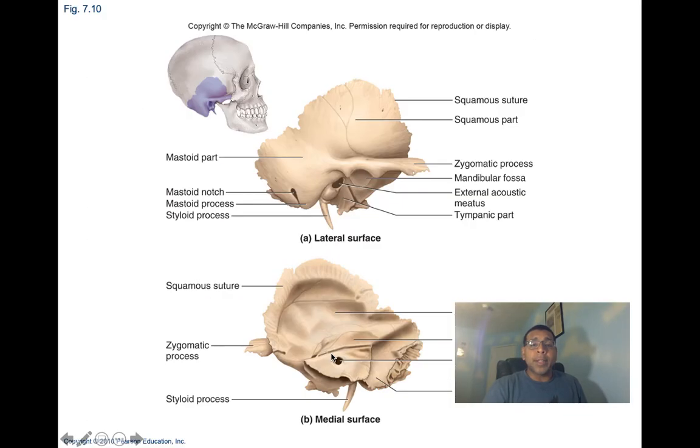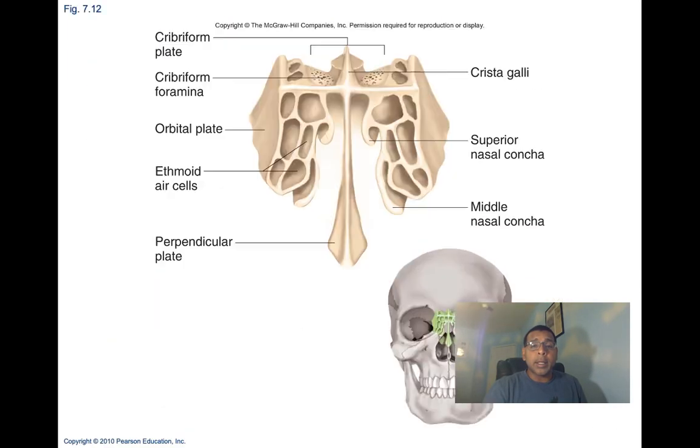Next then we have the perpendicular plate. The perpendicular plate, you can see right here in the center. The perpendicular plate is going to be found projecting inferiorly in the median plane of the nasal cavity, and it forms the superior part of the nasal septum.